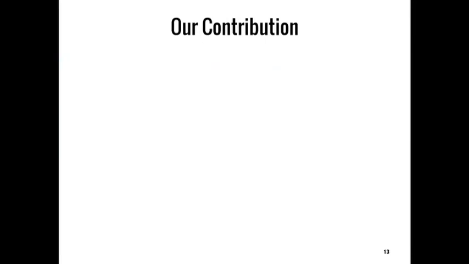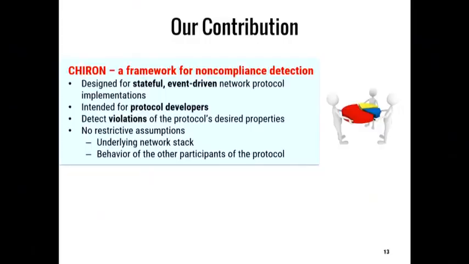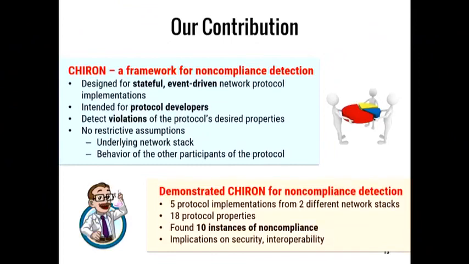Okay. So we propose Chiron, an automated framework for compliance and non-compliance detection, designed for stateful event-driven network protocol implementations. It helps protocol developers detect whether the implementation violates the given properties or not. Moreover, Chiron does not make any restrictive assumption about the underlying stack or the behavior of other participants of the protocol. We demonstrated Chiron on five different implementations and found 10 instances of non-compliance while checking against 18 protocol properties, which have implications for security and interoperability.